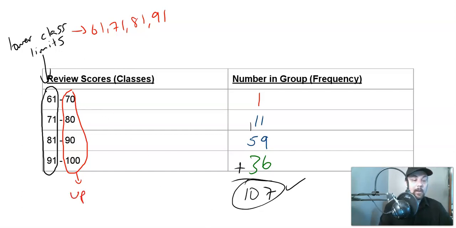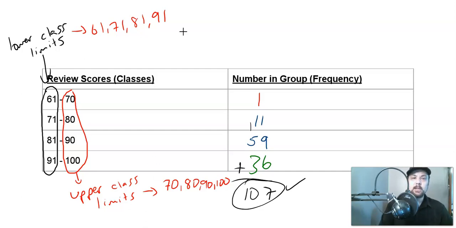Here are all my upper class limits. So 70, 80, 90, and 100. 70 is the upper class limit for this particular class. 80 is the upper class limit for this particular class. On the homework, I'm pretty sure they will want you to list the values like this. So here are all the upper class limits for all the classes that I have. All right, and so that's that concept. Not too challenging, hopefully.